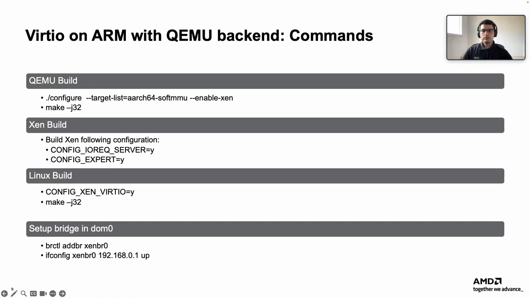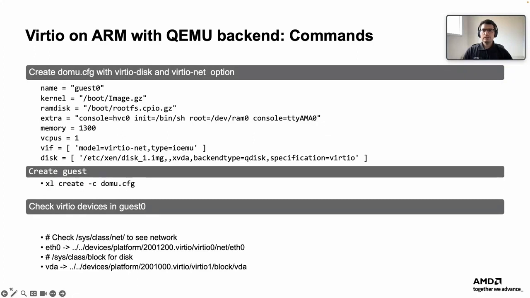Okay, next, we see the commands to create the guest domain. Here we have added options to create the domain with VirtIO disk and VirtIO net. For VirtIO net, we just added type equal to IOEMU, and for VirtIO disk, we just added specification equal to VirtIO. And then we create the guest in the usual way. Once the guest starts booting up, you can also see the device drivers getting probed for VirtIO block and VirtIO net.